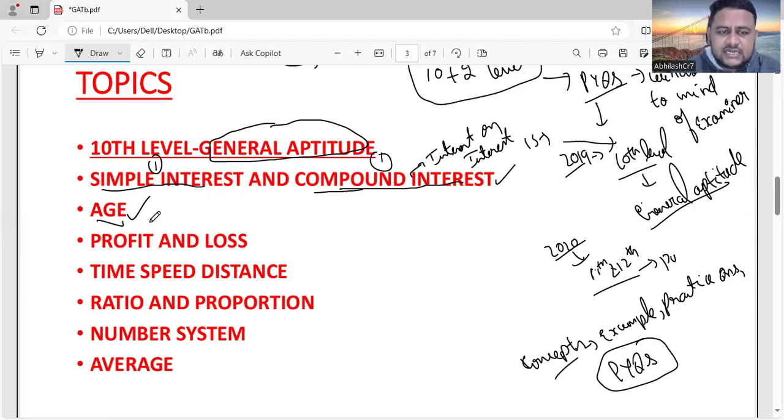Next is age related questions. They are asking one question. This is based on PYQs. Next is profit and loss. Okay, profit and loss and percentage, we're going to cover together. First we'll do percentage and then we'll do profit and loss.